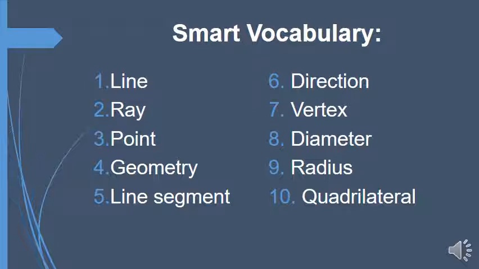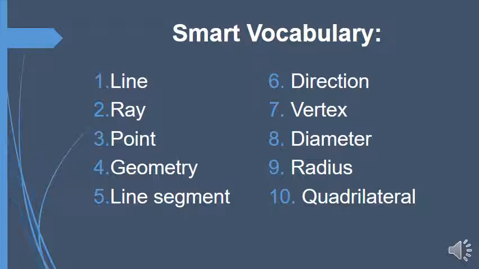Number 6 is direction. Number 7, vertex. We are going to learn all of these words one by one in our definition session. Number 8 is diameter. Radius. And quadrilateral. This one is quite big and not that easy to pronounce for you, but you will soon learn how to pronounce this word. It's quadrilateral. So the smart vocabulary words are 10 words.